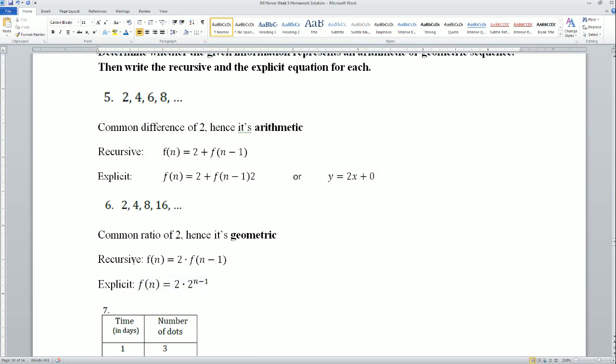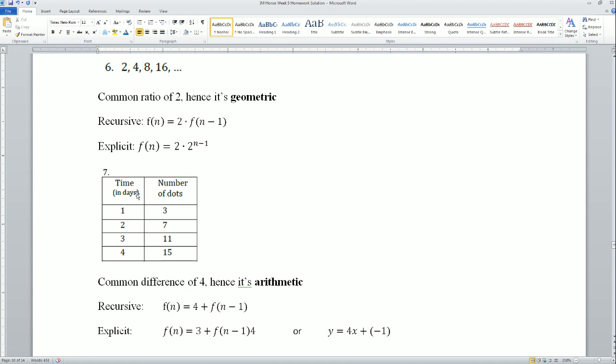Okay. Next, 2, 4, 8, 16. Do you see how it goes up to 16? Here I'm multiplying by 2. Because I'm multiplying by 2, I know it's geometric. Plugging in, f of n is equal to r times f of n minus 1. The r here is the common ratio. Plug in 2. The explicit here, same thing. Plug in 2 for the r value, and this is f of 1, the first term, which is 2 in the sequence. That's why it's 2 times 2 to the power of n minus 1. We have number 7 here. We have a chart format.